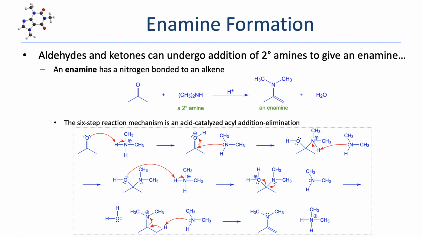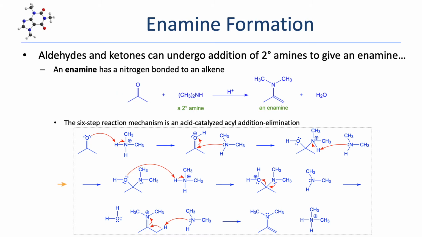Aldehydes and ketones can undergo acyl addition elimination with secondary amines to give enamines. As you can see in the example, an enamine is exactly what the name suggests, a compound that is both an alkene and an amine. Here we see acetone reacting with methylmethanamine under acidic conditions to give an enamine and water as a byproduct.